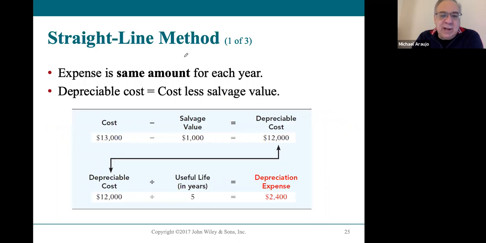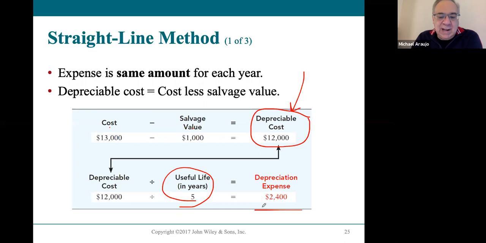So in this case, the straight line method is quite easy. Again, all you can expense over time is what you're going to use of value in that asset. You're using something called the depreciable cost, which is what you paid for it minus its salvage value. Cost minus salvage value, depreciable cost. This is simply going to be divided by the number of years. And that's going to be your annual depreciation expense for this truck. And that's how it works. It's quite simple, nothing to worry about.